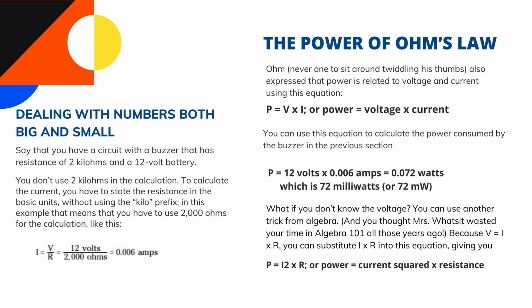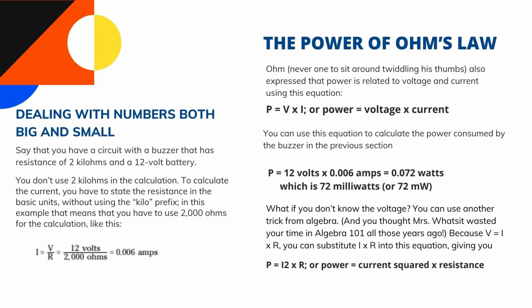Ohm's law is also expressed such that power is related to voltage and current using this equation. Power is equivalent to voltage times current. You can use this equation to calculate the power consumed by the buzzer in the previous section. So we have power equals 12 volts multiplied by 0.006 amps. Then this is equivalent to 0.072 watts, which is 72 milliwatts or 72 mW.